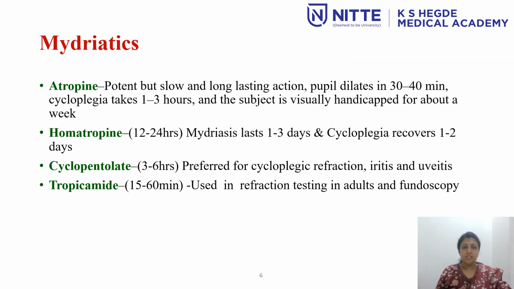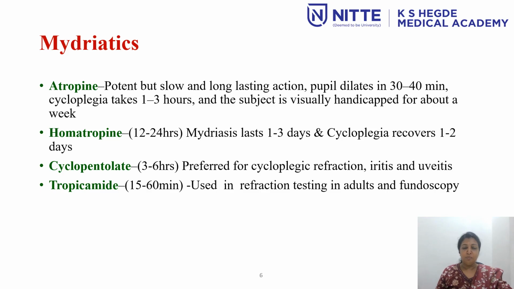If you see the drugs, atropine is potent but has a slow and long-lasting action. The pupil dilates in 30 to 40 minutes. Cycloplegia takes 1 to 3 hours, and the subject is usually visually handicapped for about a week because the action lasts for 7 to 10 days mostly.